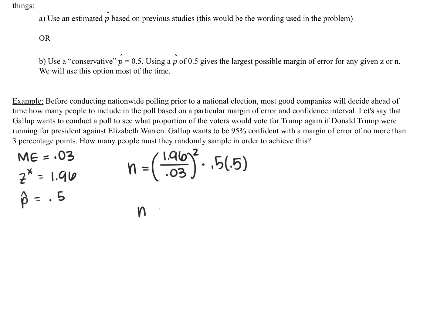And we're going to get n is 1067.11 repeating. And because we can't have a decimal for sample size, we're always going to round up, which in this case is going to be 1068.